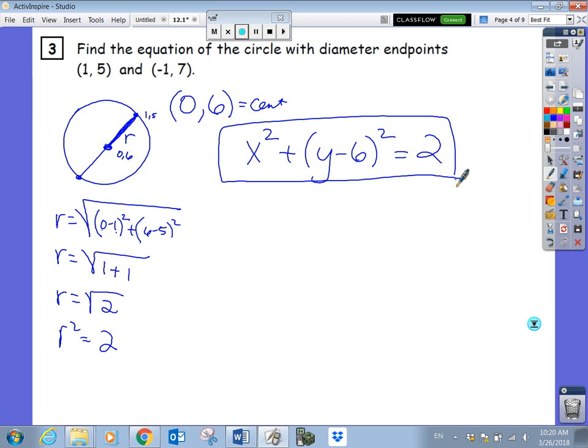So you have to know, when do I square it? When do I take the square root? r versus r squared. You have to be able to keep that straight. Questions?